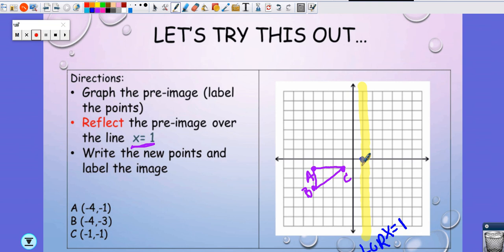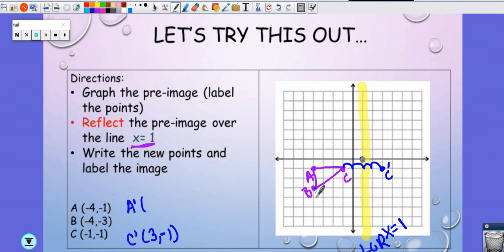Now what I need to do is I can count again, and I said I have extra credit for the person that can figure out how to do this without actually having to count with the line of reflection. There is a way to figure it out. So I'm going to start with C first. I'm 1, 2 spots away from my line of reflection. So that means I need to go over 1, 2 to get my C prime. So there's my C prime. The ordered pair for C prime would be 1, 2, 3, so 3 and -1.